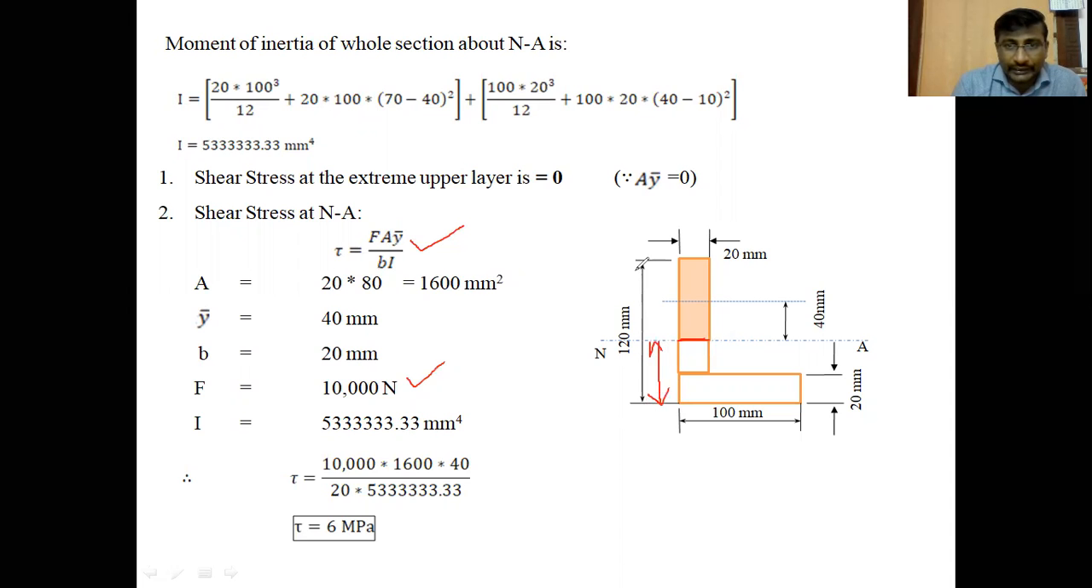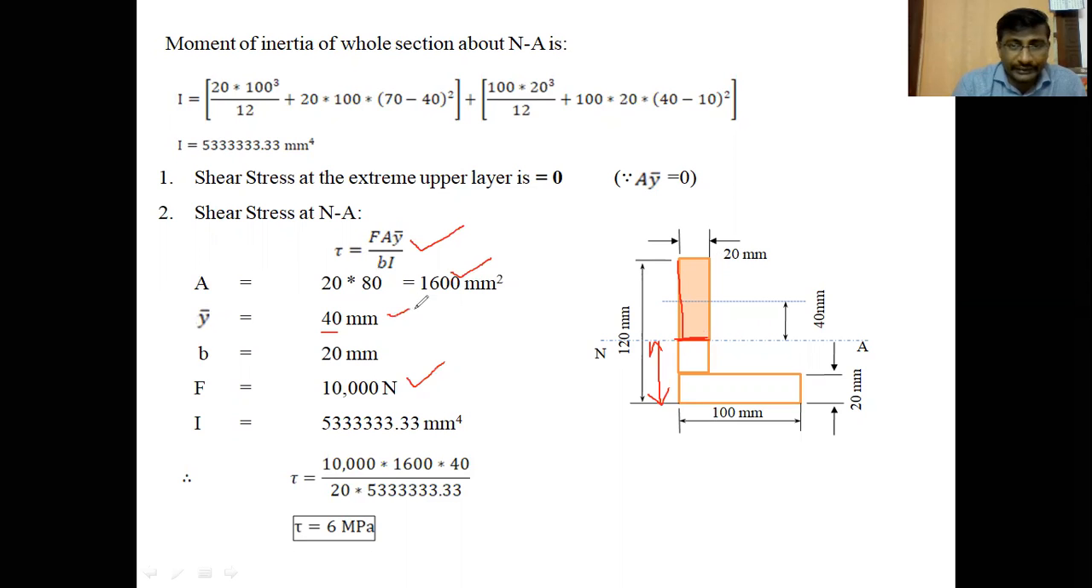Total 120. So 120 minus 40, the height of the shaded area, is 80 mm. So 80 into 20 is the thickness of the shaded area. So 80 into 20, which is 1600 mm square, is the area above the neutral axis. And above the neutral axis only one area is there. That's why I am taking A y bar separately, area into y bar.